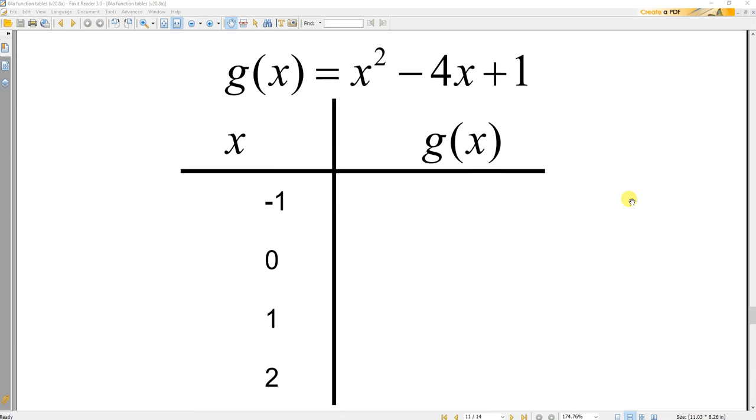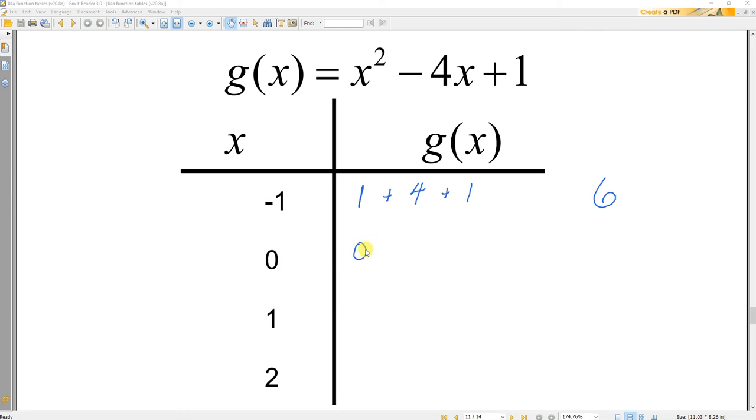All right, let's do this one. Pause it, do it, check yourself. And I'm here. Okay, so negative 1 squared is 1. Negative 4 times negative 1 is positive 4, because a negative times a negative is a positive, plus the 1. So this equals a 6.